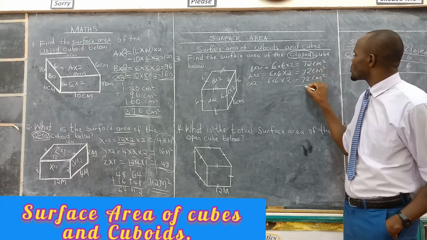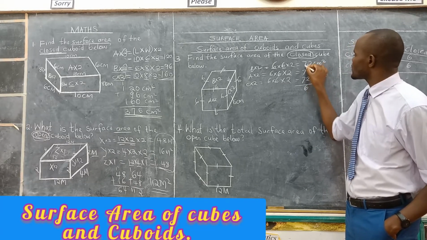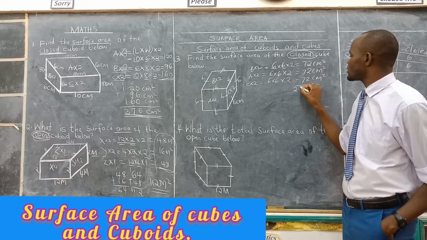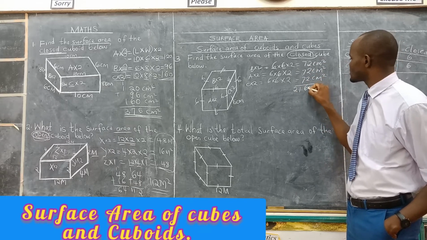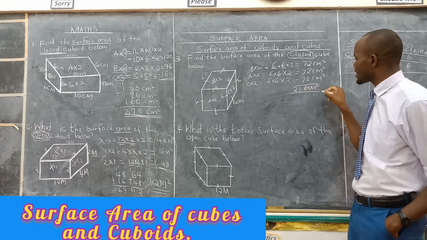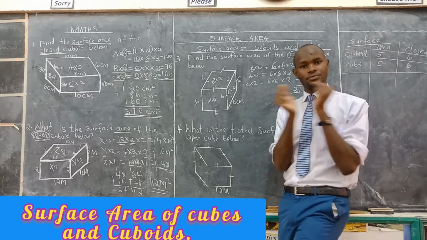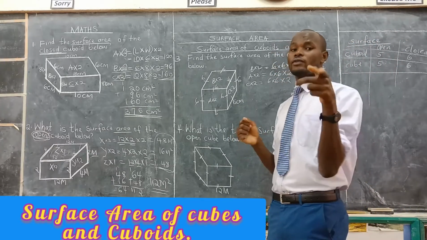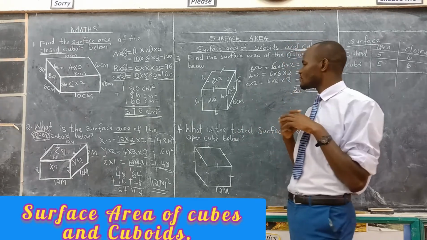2 plus 2 plus 2, you get 6. 7 plus 7 plus 7, you get 21. That is the area in centimeters squared. That is the area. We have a shortcut. What is the shortcut? You can reach your answer very fast.